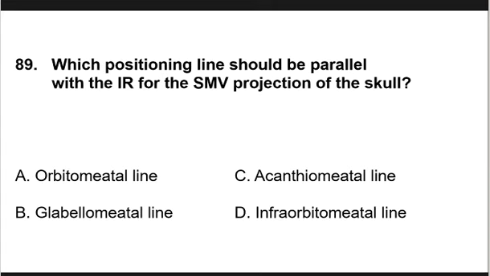Infraorbitomeatal line. My question: what do you call the line that connects from the inferior margin of the orbit to the superior margin of the external auditory meatus? What is that called? That's right. That is the Frankfurt line.